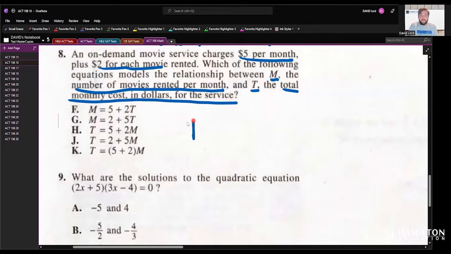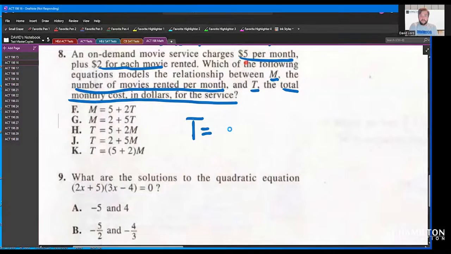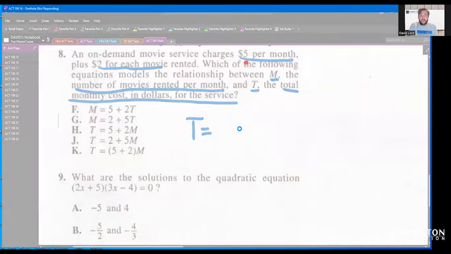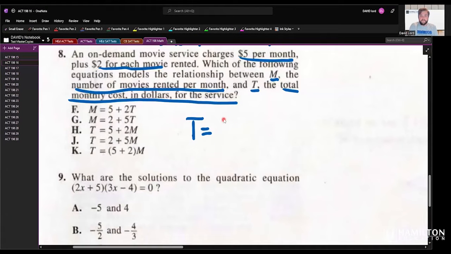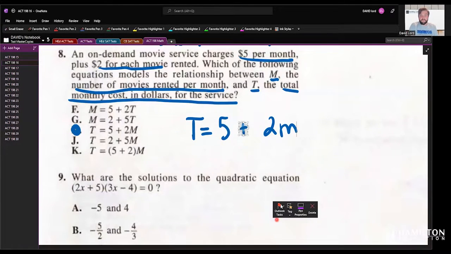So the total monthly cost is going to equal the initial cost of $5, plus we're going to add $2 for every movie after that. So initial cost of $5 plus 2 times every movie after that. Looking at my equations, I'm going to pick H as my answer.